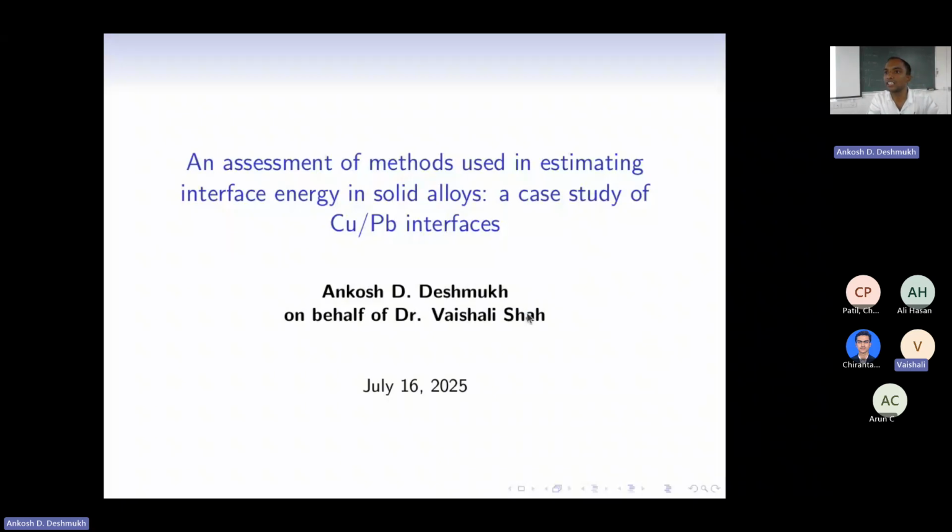So here I am presenting some methodologies used to calculate the interfacial energy. So I have echoes here. Is it? I have echoes in the systems.